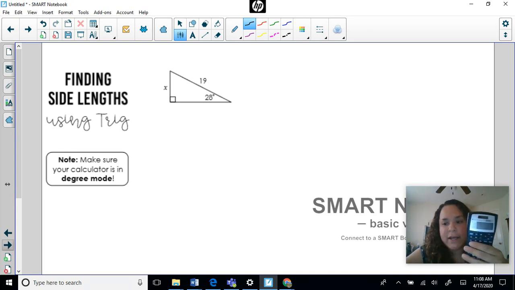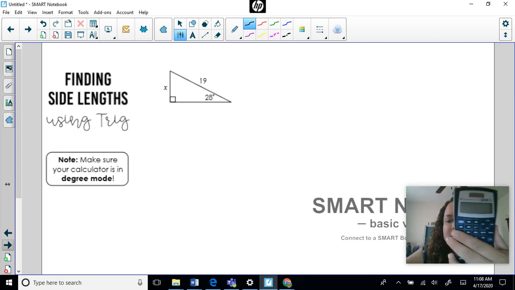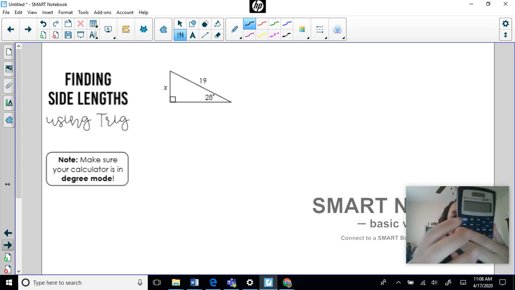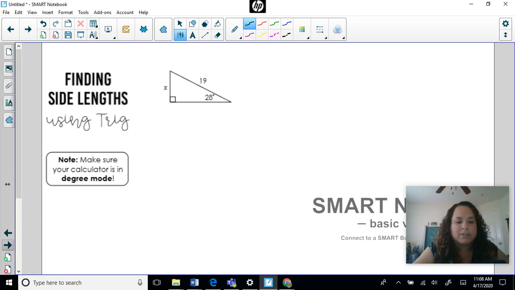I have a scientific calculator that I'm using. Normally in the class I use a graphing calculator, but since I don't have that here, I'm going to go ahead and use my scientific calculator. The degree is right here next to the second. And so I'm going to press that first to make sure that when I solve my problems, everything is in degree mode. All right.